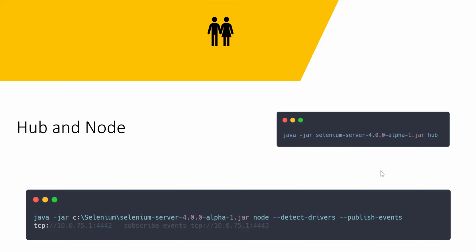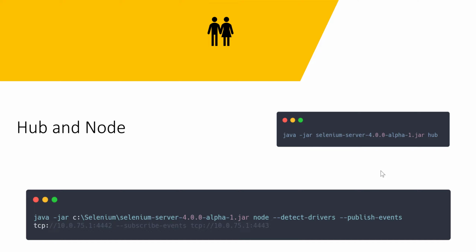This is very helpful when you're going to run the node configuration on a different machine. But if you want to run the same node on a local machine, you can just specify the jar file, node, and detect drivers, which will automatically hook to localhost:4444. But if you're going to run the Selenium node on a different machine, then you have to give the IP address, like 10.0.75.1, with a port number so that it can establish the connection with the hub. So this is how we can run the hub and node configuration.